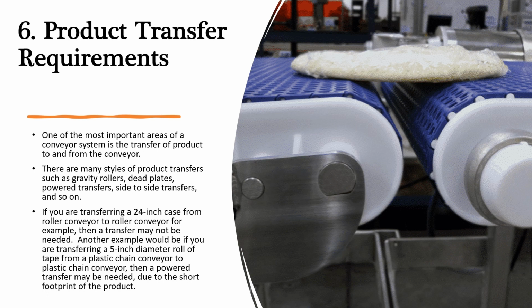Let's say if we are transferring a 24-inch case from a roller conveyor to a roller conveyor, then a transfer may not be needed. But if we are transferring a 5-inch diameter roll of tape from a plastic conveyor to a plastic chain conveyor, then due to the short footprint of the product, we may need some transfer system. That's how it is important to know the product for which you are designing and selecting the conveyor.